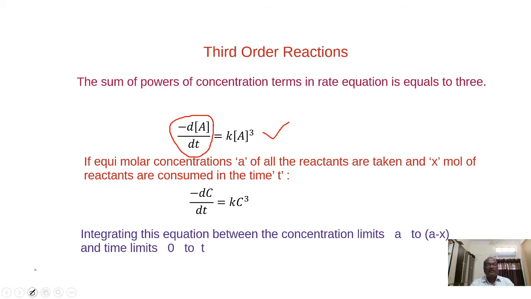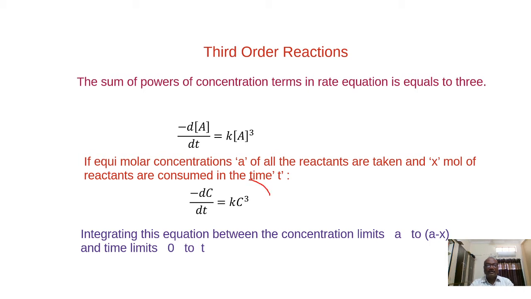Next, if equimolar concentrations A of all the reactants, that is three reactants, are taken, and x moles of reactant is consumed in time t. Or we can represent it like this also: instead of concentration of A, we write C, that is, minus dC by dt is equal to kC cube, where C is nothing but the concentration of A.